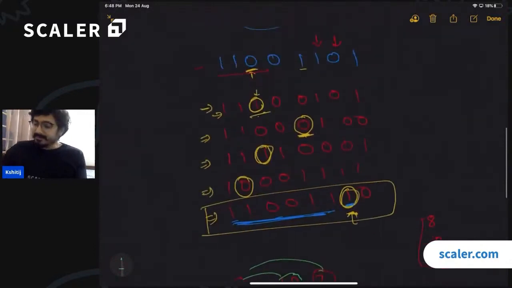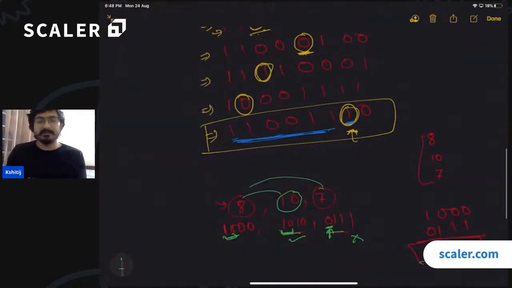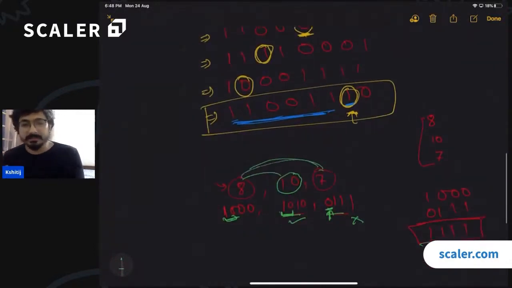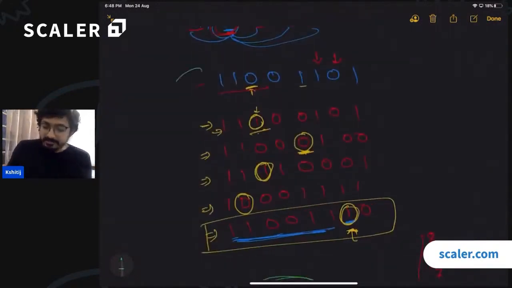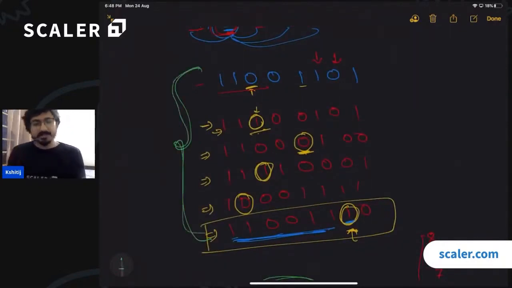Now, if this thing is failing here, that the minimum difference is not giving the minimum XOR, then how is sorting helping here? Right. So if you are clear with this observation, XOR of any two consecutive numbers after 1 and 2 always gives us 1.